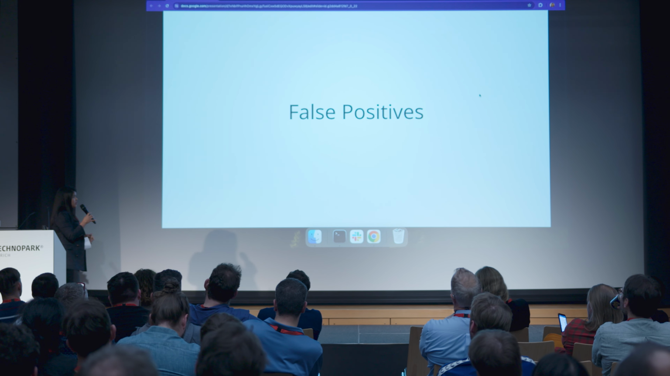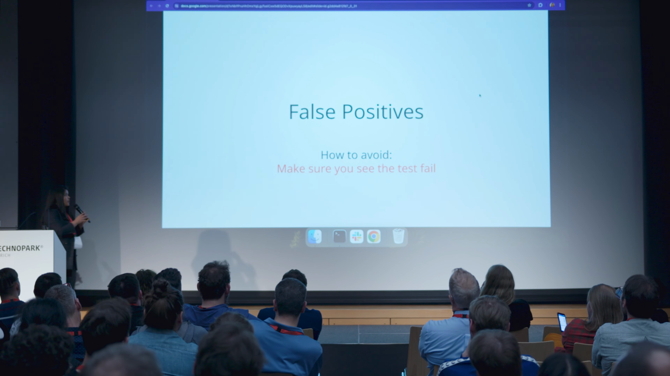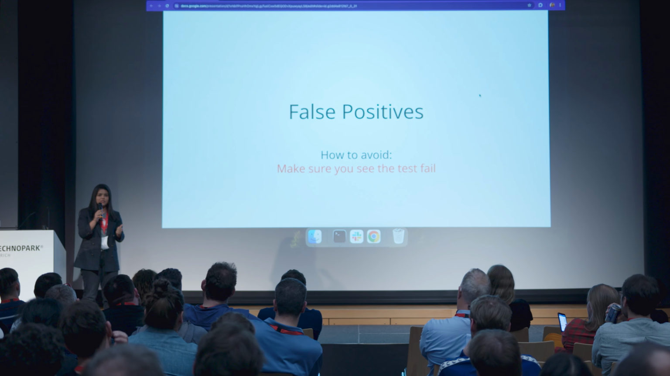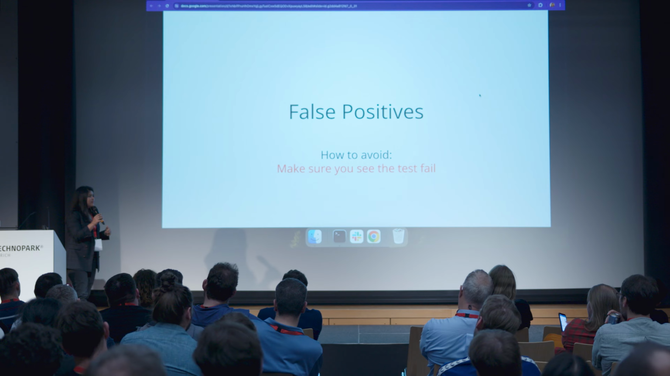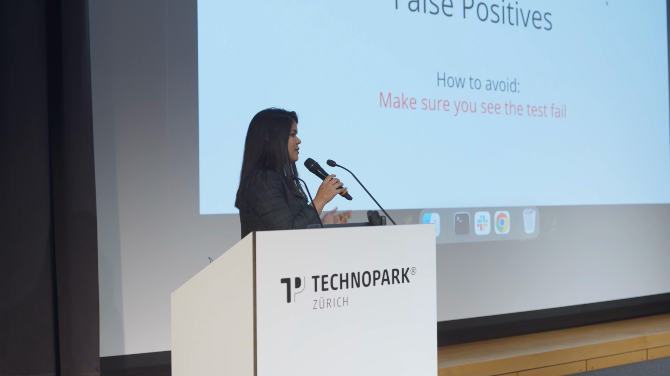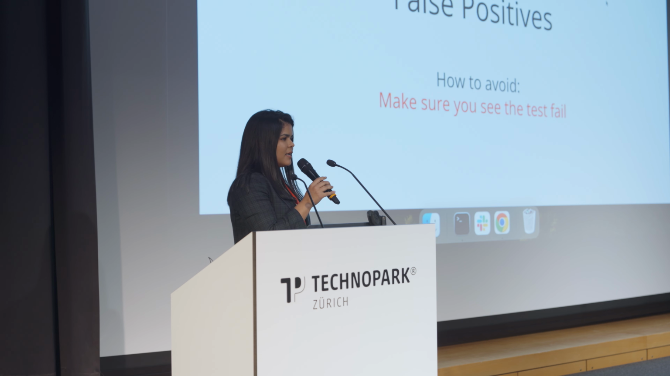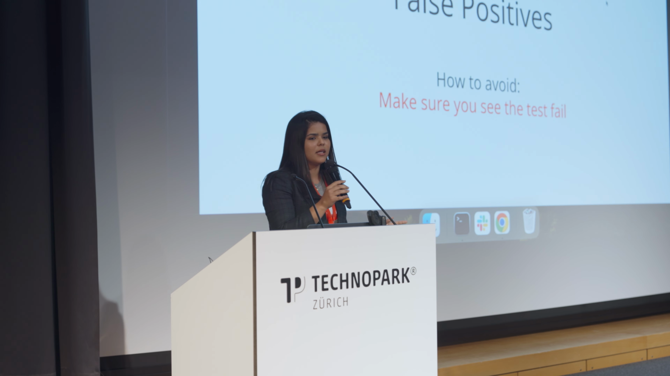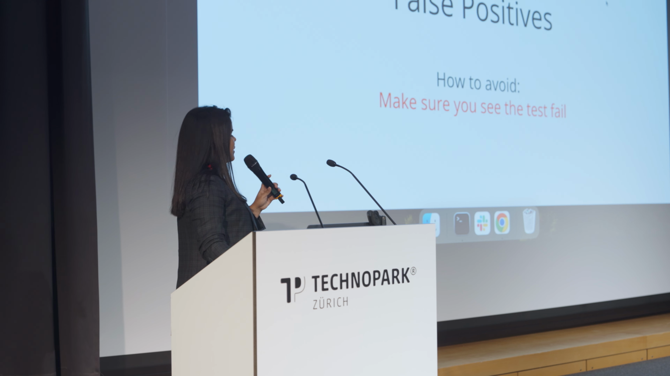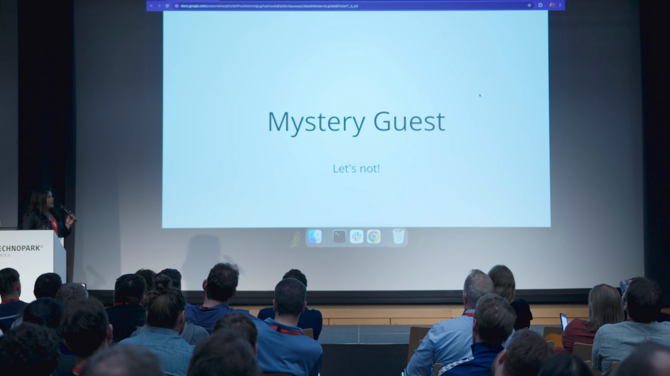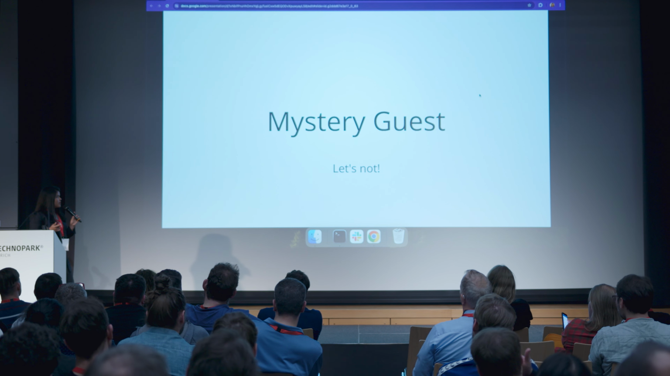So next one, false positives. So you may find that you have code that is not behaving as expected, and the test is passing. So how to avoid that? You have to make sure that you see your test fail. Even if you're not doing TDD, if you're not writing the test first, you can git stash your fix and then write the test, see it fail, and then you actually go back and implement your fix.